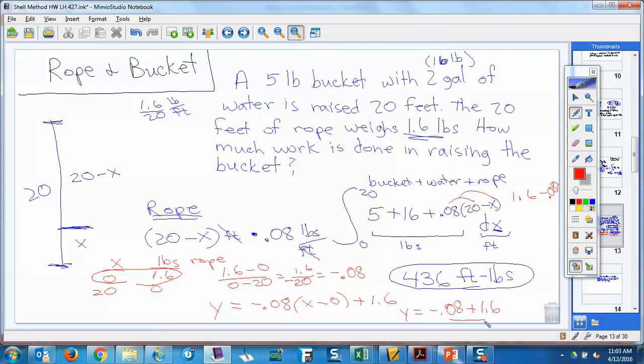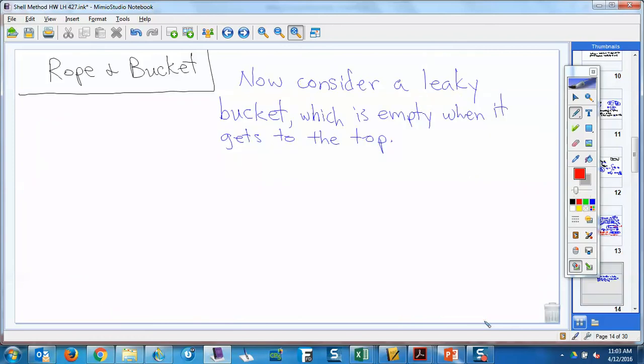Okay, you got a changing quantity. The key is it's changing in a linear fashion. So you can just do 2 points and go from there. Okay, let's try that with this one. Now when we pull the bucket up, it's leaking, and so now it's empty when it gets to the top.